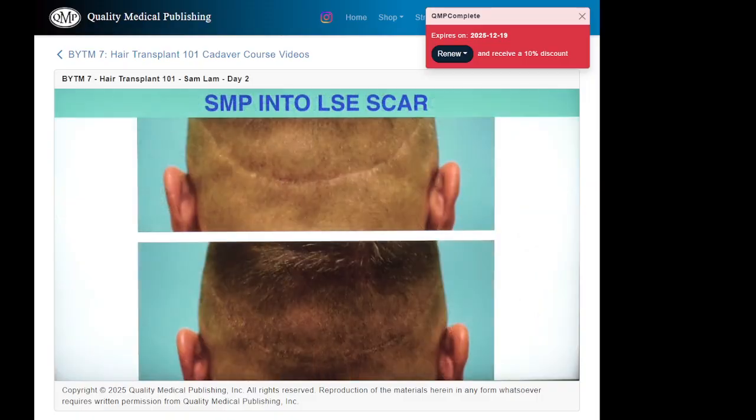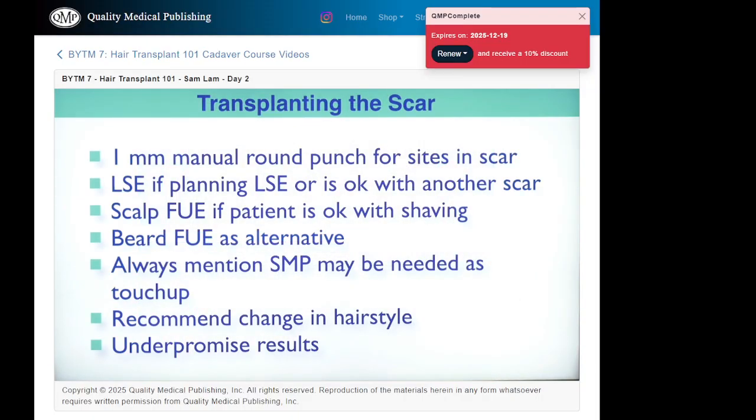These are FU grafts into a linear scar. This is scalp micropigmentation to a scar. And so I mentioned already, if I have a scar, I would rather transplant into it than do a scar revision because I think it yields better results. Definitely, do not do a geometric broken line. I do geometric broken lines all the time on faces.